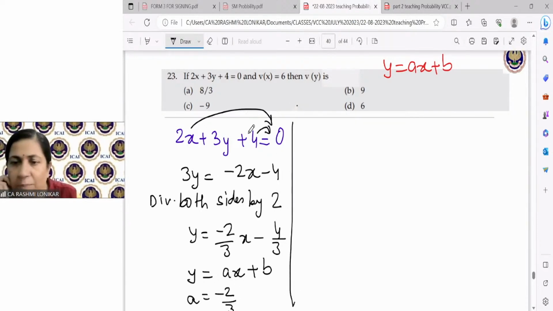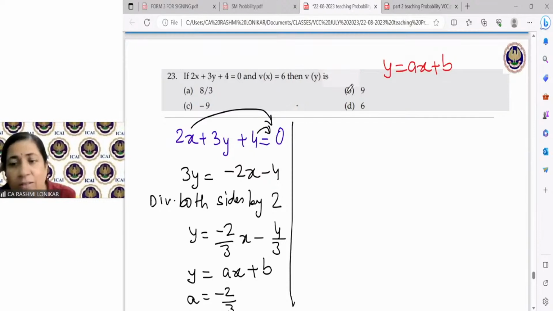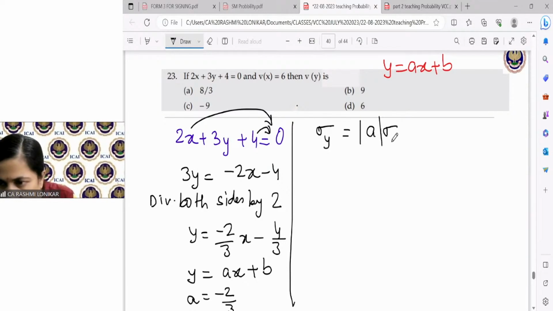Now what is happening is they have given variance of x is 6. Okay. They have given variance of x is 6 and they are asking you to find the variance of y. Okay. So variance of x is 6. So you know this: standard deviation of y is equal to a into standard deviation of x.